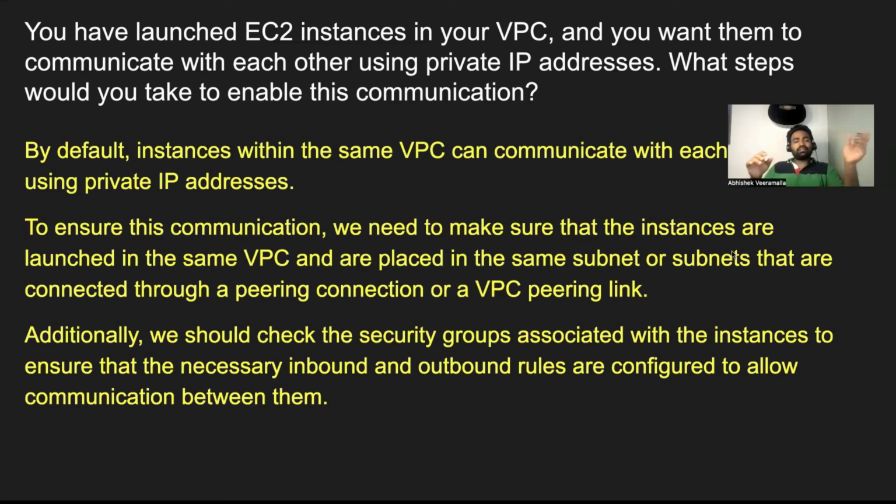For the instance to connect to another instance, firstly, they have to be in the same VPC. And secondly, let's say foo is in one subnet and bar is in another subnet, then at least there has to be some way of communication between the subnets, or both foo and bar instances should be in the same subnet. If they are in the same subnet, that means they will have the same CIDR block, or the same subnet IP address range. And if they are in the same subnet IP address range, then they can communicate with each other.